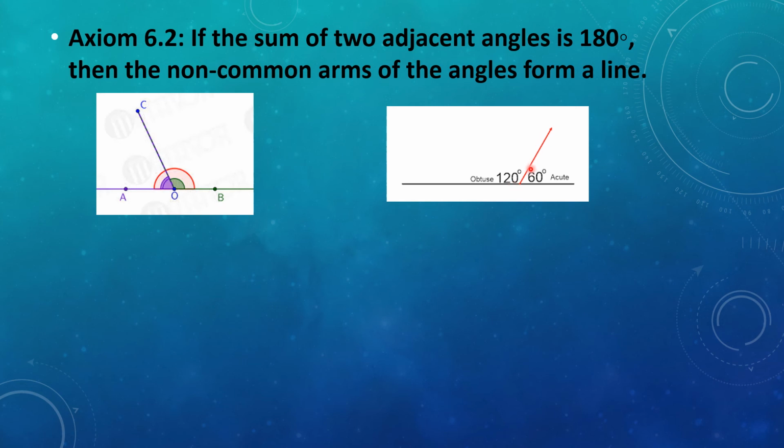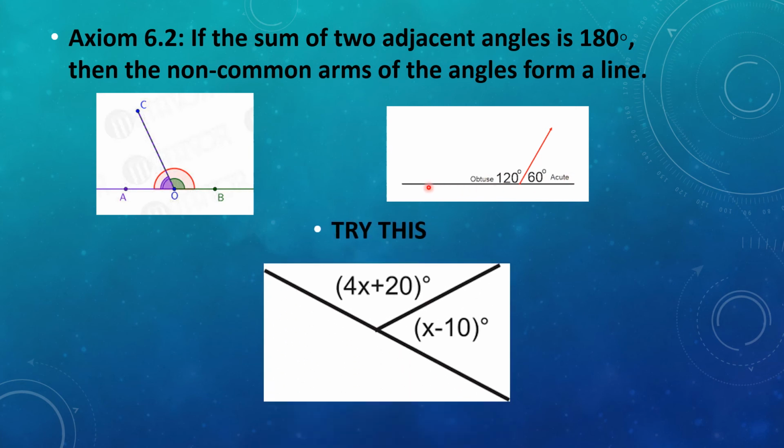Here is another example. Here you can see that this angle is 120 degrees and this angle is 60 degrees. So their sum is 180 degrees. So this is a straight line. Now try this sum on your own based on the previous sum we did.